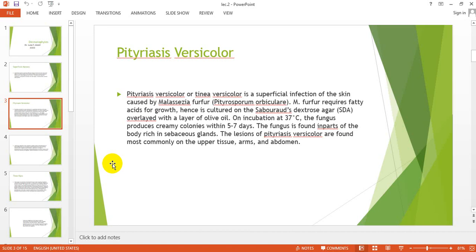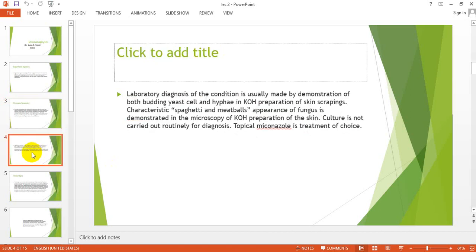The lesions of psoriasis versicolor are found most commonly on the upper trunk, arms, and abdomen. Laboratory diagnosis of the condition is usually made by demonstration of both budding yeast cells and hyphae in a KOH preparation of skin scrapings. Characteristic: spaghetti and meatballs.